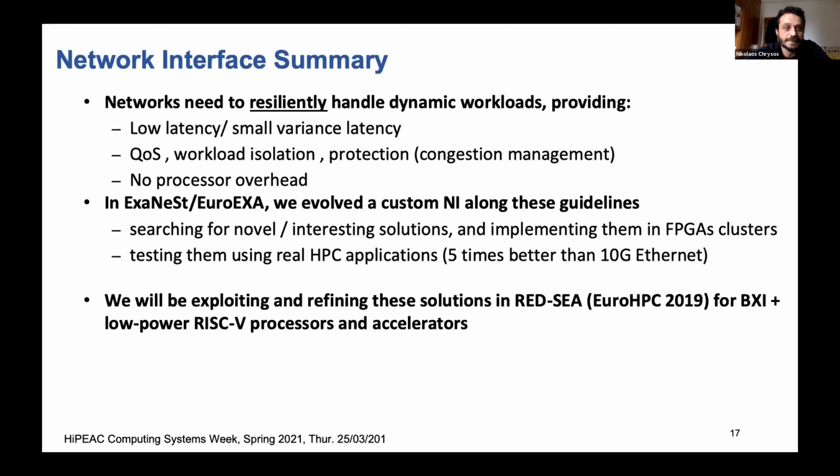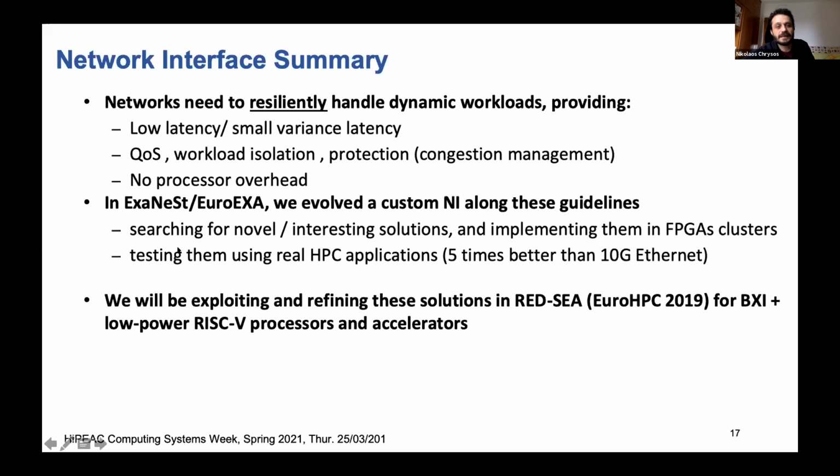So for a summary, networks need to resiliently handle dynamic workloads. Resiliency is a key feature for interconnects and systems in general. These networks need to provide low latency, small latency variance, tail scale, etc. And as more gets done in hardware, we need to provide workload isolation, protection, things that relate to congestion management. And all of this without any processor overhead.